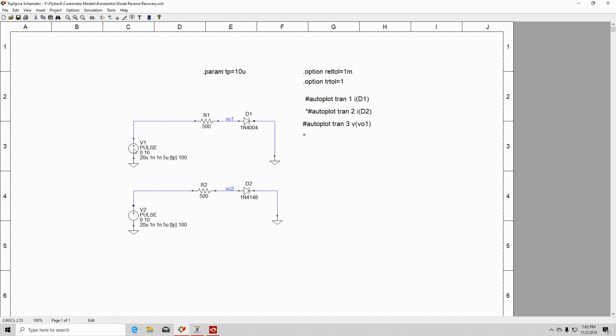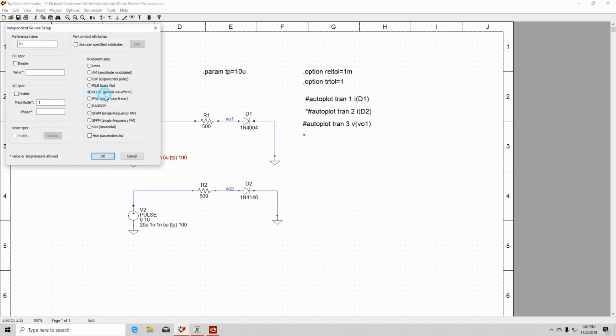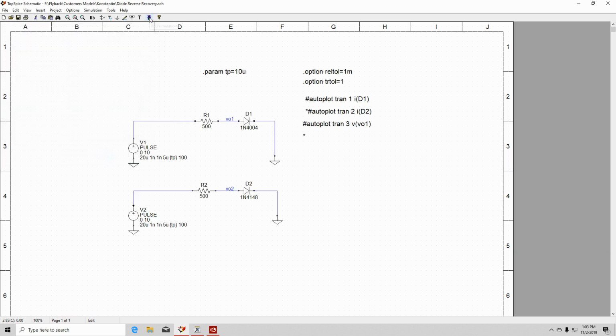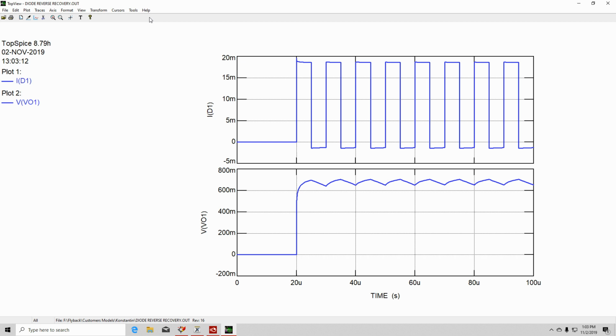I am putting a pulse here, and it's 5 volts, and I got a time delay in the fast. Rise time is 1 nanosecond. Pulse width 5 microseconds. That's a pulse width. And here's the T period. T period, I define it as 10 microseconds, which is 50% duty cycle. So I'll go ahead and press run.